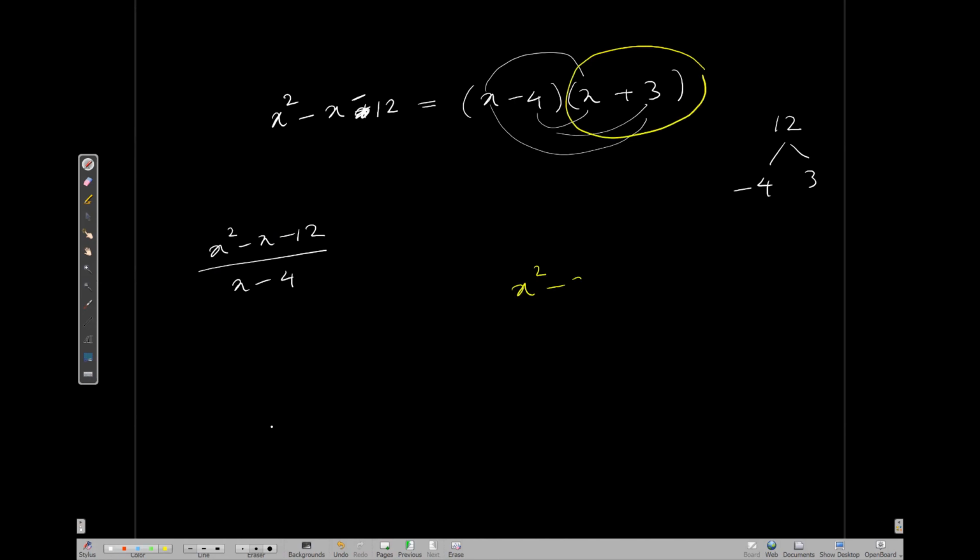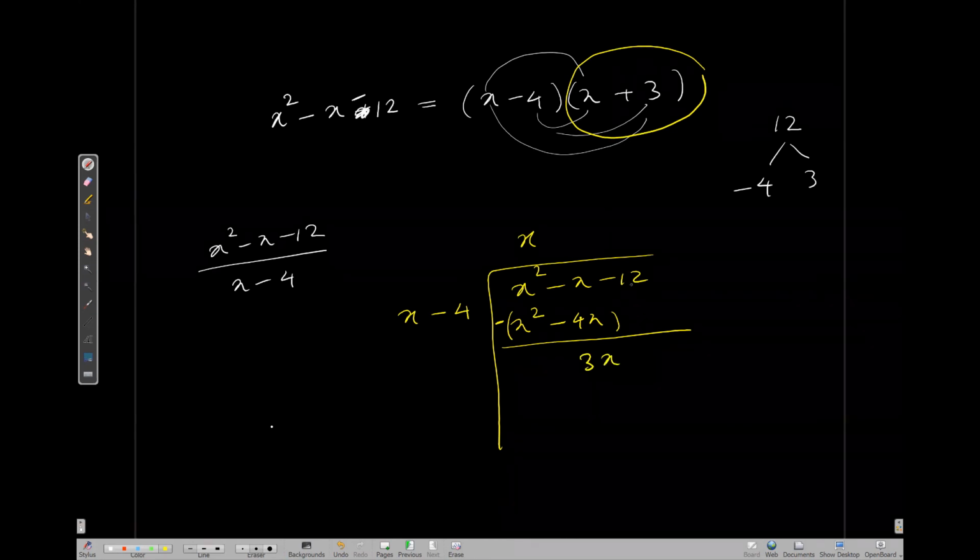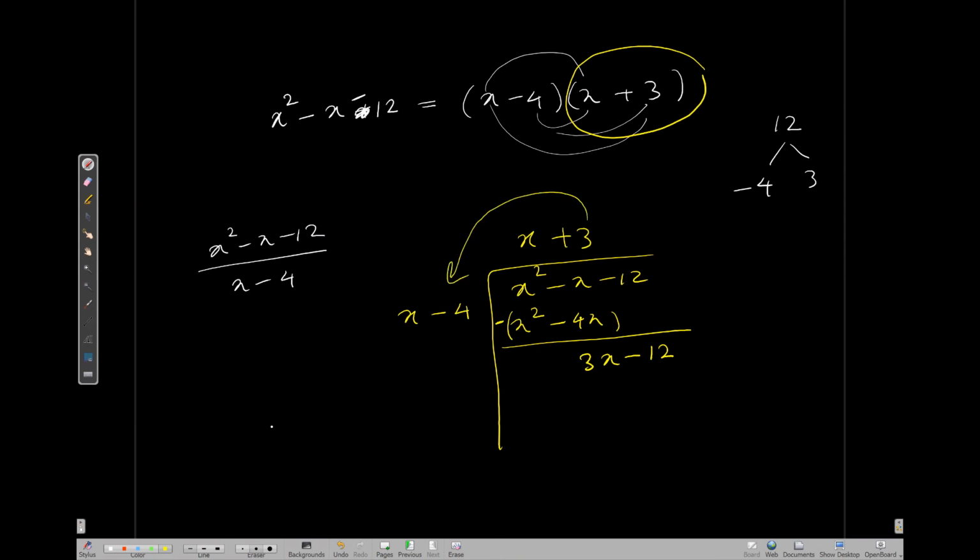x squared minus x minus 12 divided by x minus 4. Okay, I need an x, so it becomes x squared minus 4x. Now I subtract, so minus x minus minus 4x, I get 3x, because minus minus, that's plus, and you can just write down that. For 3x, I need plus 3, but when I multiply this term by 3, I get 3x minus 12, and the remainder is 0.